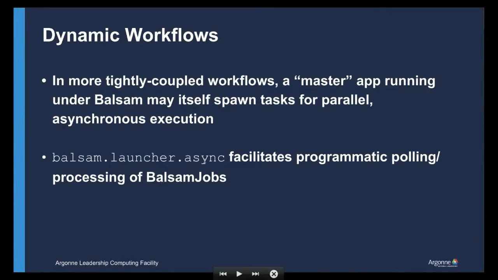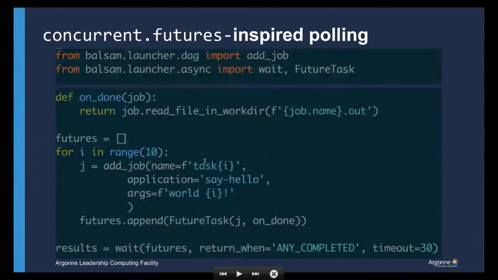So we've introduced this async module that is inspired by the concurrent futures API that already exists in the Python standard library. In this code example, we are defining some callback function for a job. So say, in this case, when a job is done, this callback reads a file in the working directory of the job and returns the output as a string.